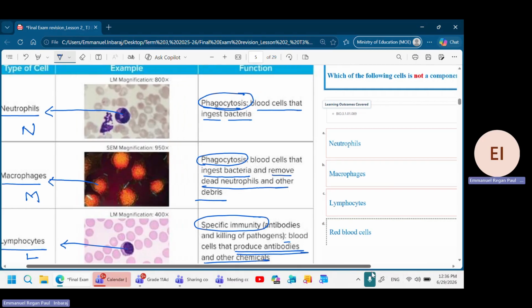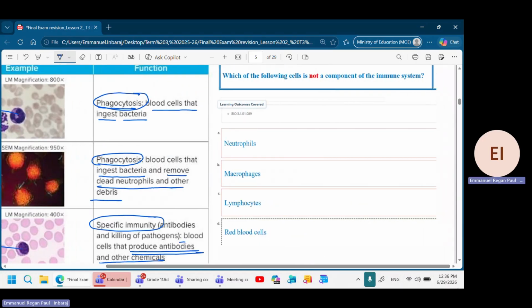Now come back here. See the question that's given here. Which of the following cells is not a component of the immune system? Neutrophil, yes, it's a component. Macrophage, it is a component. Lymphocyte, it's a component. What is not a component? Red blood cell is not a component. So that is your answer because it says not a component.